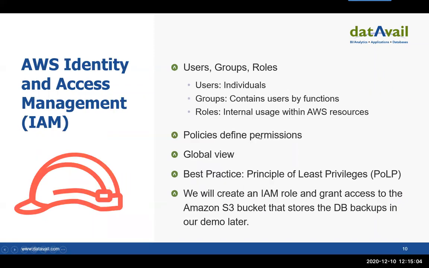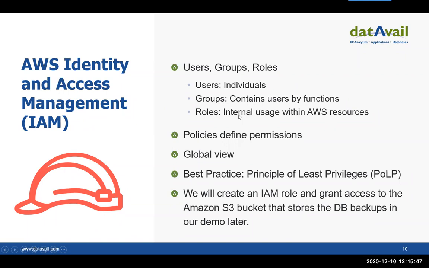Okay. The next topic we're going to talk about is AWS Identity and Access Management, IAM. This is where permissions come into place, right? Of course, similar to on-premises, you have users, groups, and roles. Just a brief refresher. Users are individuals. Groups contain users by function. If you're in accounting, you belong to the accounting group. If you're part of finance, you belong to the finance group. If you're in IT, you belong to the IT group, and so forth. Roles are for internal use by AWS resources.